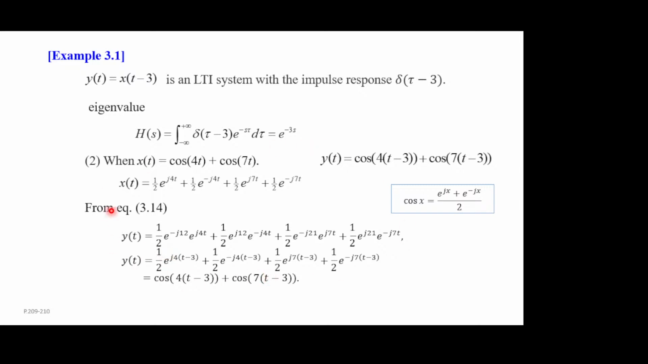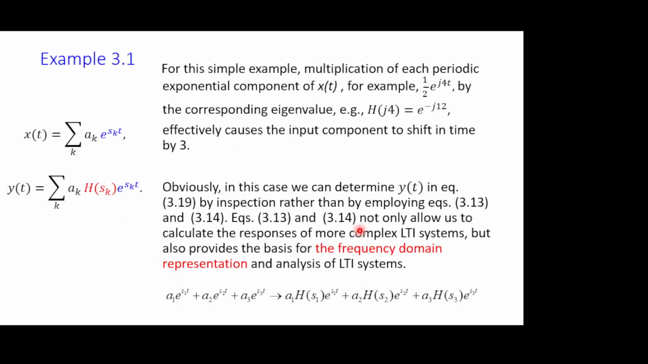So anyway, once again, we see our formula makes sense. If our x of t equals cosine 4t plus cosine 7t, then we can express this as a linear combination of complex exponentials, and then we can calculate the output as the complex exponentials times their respective eigenvalues. Okay, question about the calculation here? And yeah, so we see that everything works here.